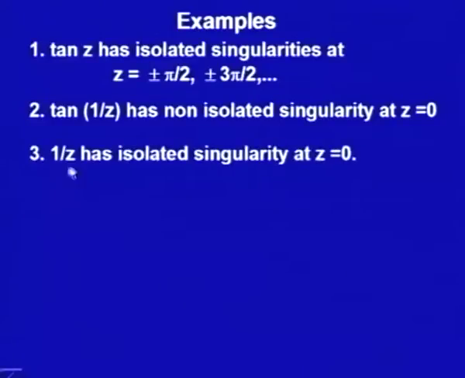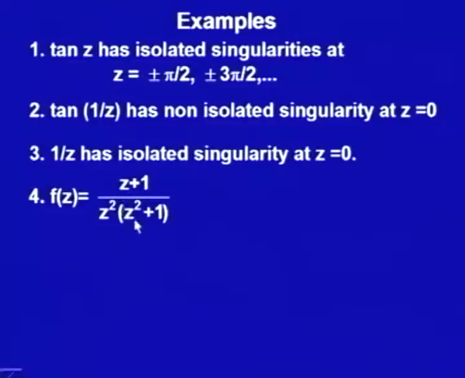Now 1 by z has an isolated singularity at z is equal to 0. 1 by z is a function which has a singularity at z is equal to 0. If I take any neighborhood of z is 0 for this function, we will find that the function 1 by z would be analytic in all of that neighborhood except at 0. So, 1 by z has an isolated singularity at z is equal to 0. These are simple examples.